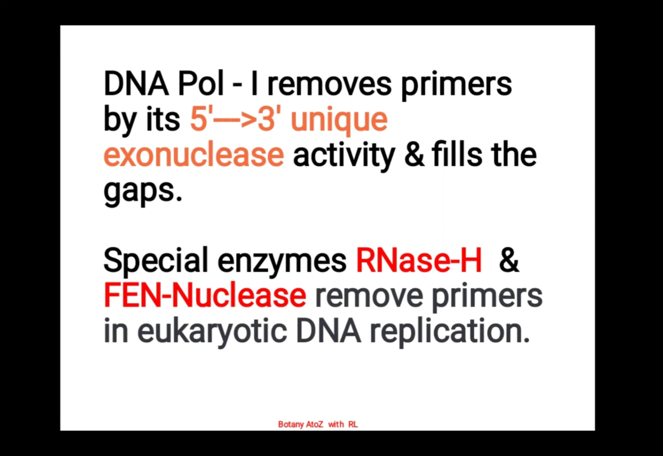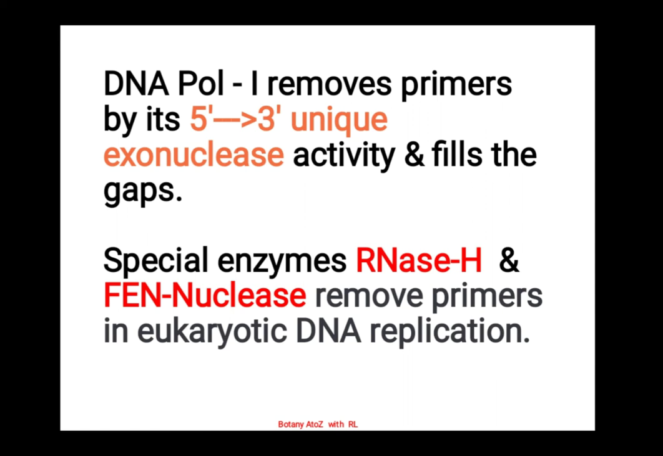For that, they require 3'-5' exonuclease activity. So most of the enzymes have 5'-3' polymerization activity and 3'-5' exonuclease activity, except DNA polymerase I. It has not only 5'-3' polymerase activity and 3'-5' exonuclease activity, but it also has 5'-3' exonuclease activity, that is, in the same direction as polymerase activity. This 5'-3' exonuclease activity is used by this enzyme to remove primers and fill the gaps.